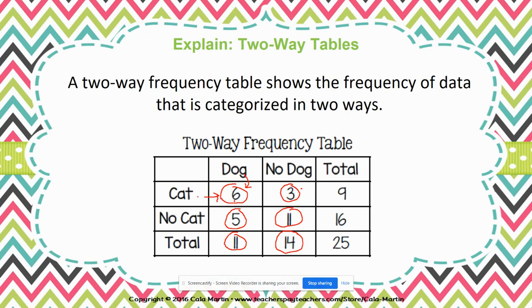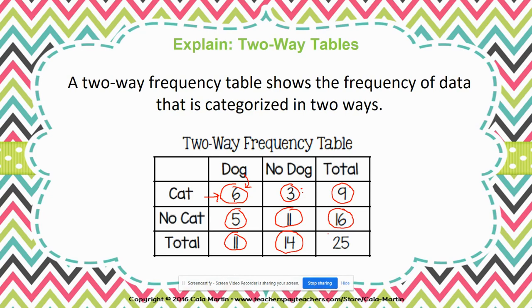You can also look at it horizontally. So in this case, there are 6 people who own a cat and a dog, and there are 3 people who own a cat but no dog. So there are 9 people who own a cat. In this case, there are 5 people who own a dog but no cat. There are 11 people who own no dog and no cat. So there are 16 total people who own no cat.